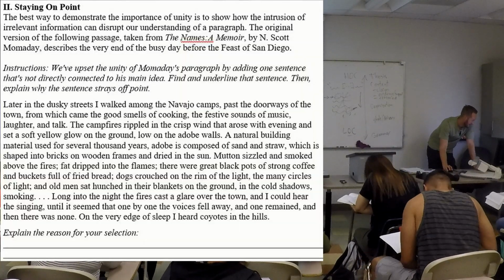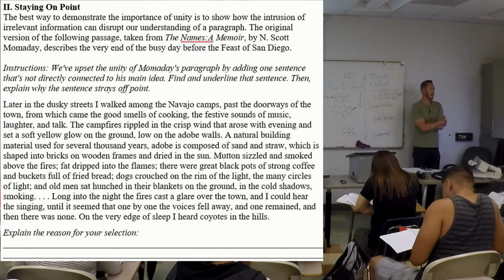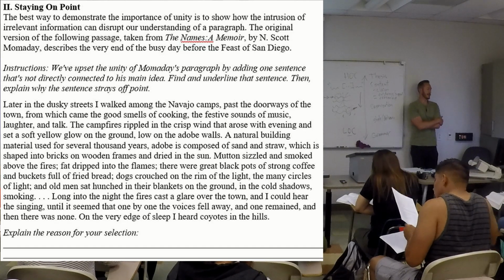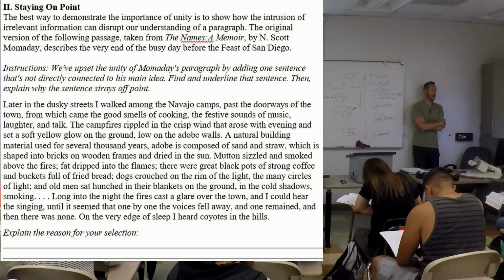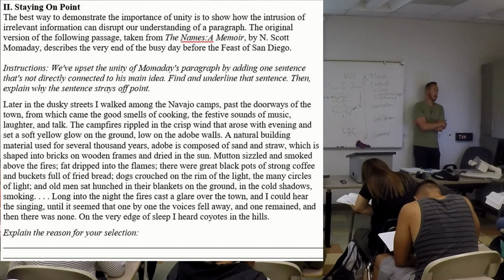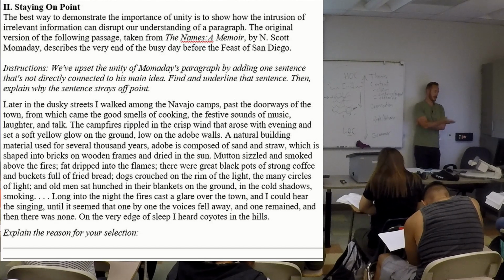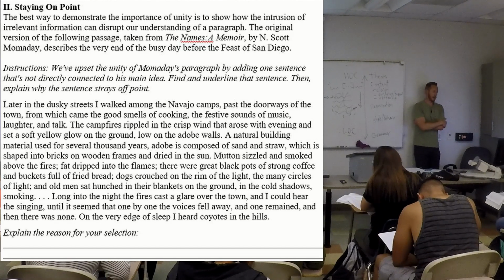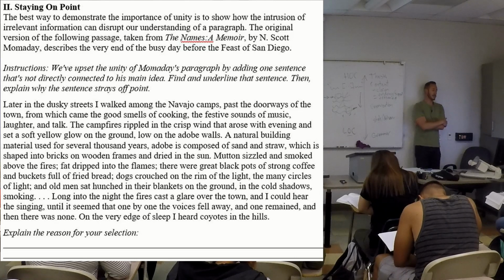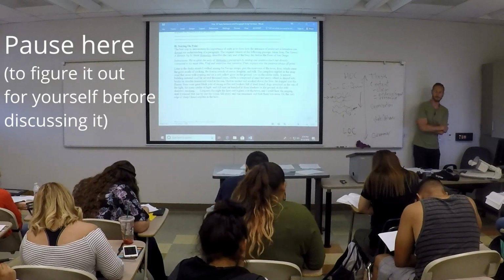Staying on point. The best way to demonstrate the importance of unity is to show how the intrusion of irrelevant information can disrupt our understanding of a paragraph. The original version of the following passage, taken from The Names, a memoir by Ignatius Mamadé, describes the very end of the busy day before the Feast of San Diego. Your instructions: we've upset the unity of Mamadé's paragraph by adding one sentence that's not directly connected to his main idea. Find and underline that sentence, then explain why the sentence strays off point.